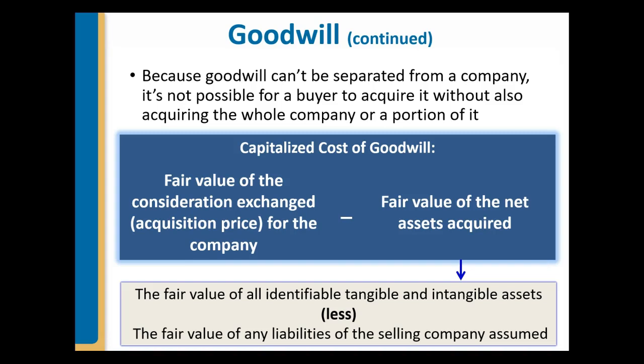Just like other intangible assets that have indefinite useful lives, we don't amortize goodwill. This makes it important that companies make every effort to identify specific intangibles other than goodwill that they acquire in a business combination, since goodwill is the amount left after other assets have been identified.